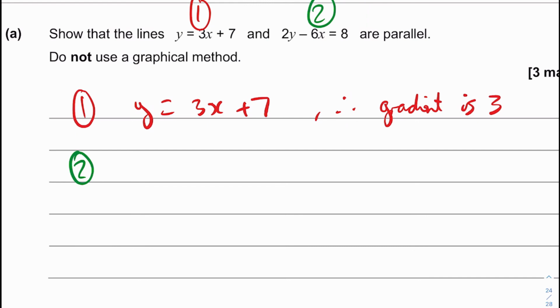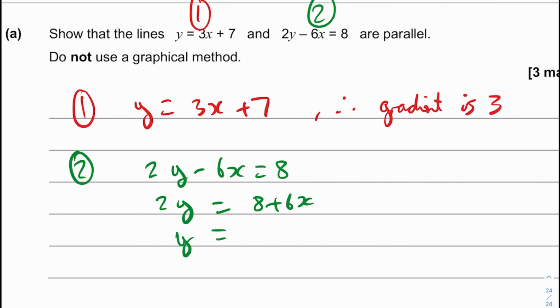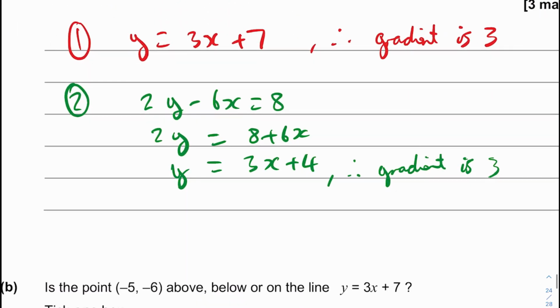Then for our second line, we need to work out the gradient again, so we need to get y on its own just to be y, not 2y, so we can do some rearranging. So we've got 2y take away 6x is equal to 8 first of all, we then plus 6x to both sides to get 2y is equal to 8 plus 6x, and therefore y dividing both sides by 2 is equal to, we'll just swap the numbers in the x over as well to make it easier for ourselves, 3x plus 4. So we can see the gradient is 3 as we've got a 3x, so we can say therefore gradient is also 3.